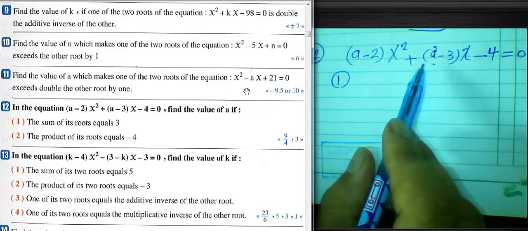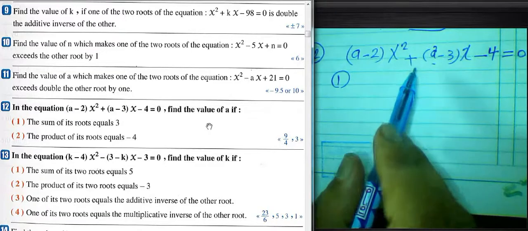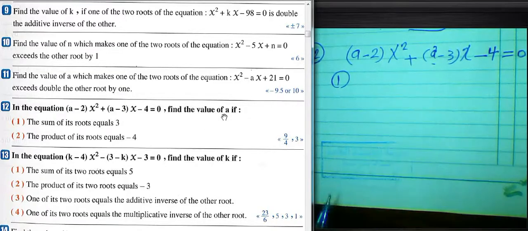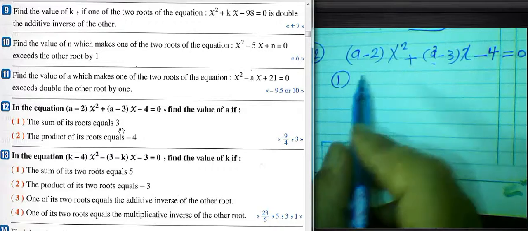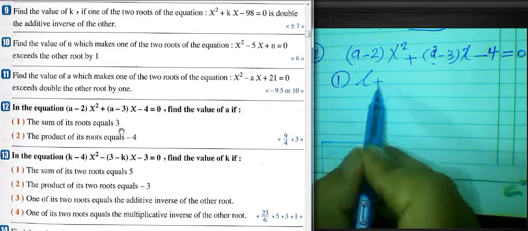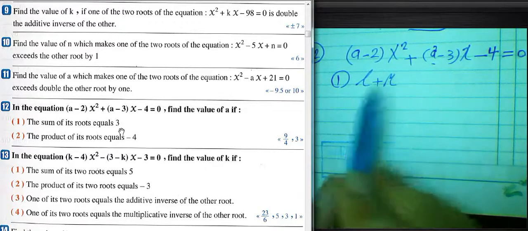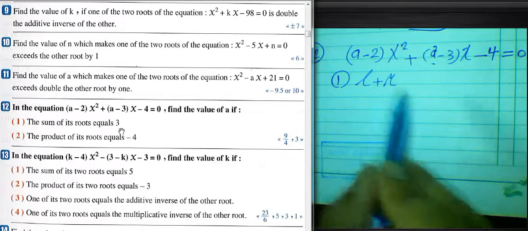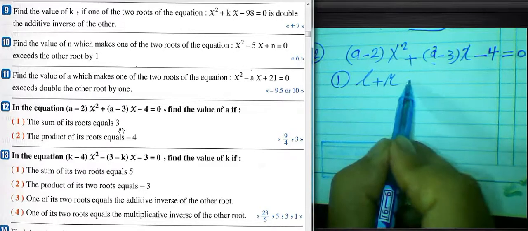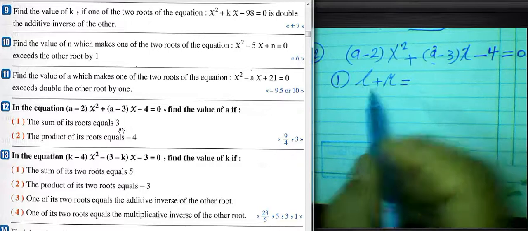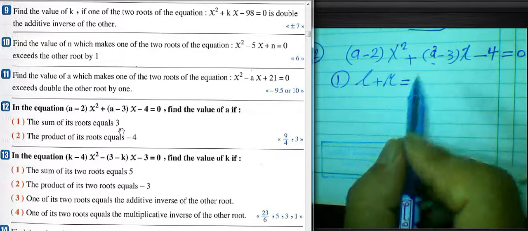Okay, again, question number 12. Here in question number 12, you want to find the value of A if the sum of the two roots equals 3. Who can find the result? We know L and M are two roots. We let it be any letters you like. Okay, L plus M equals 3.